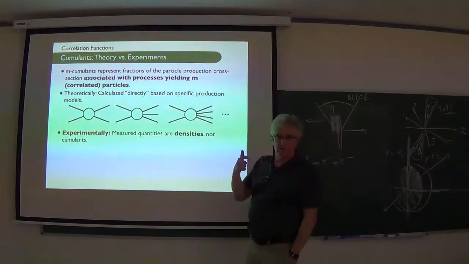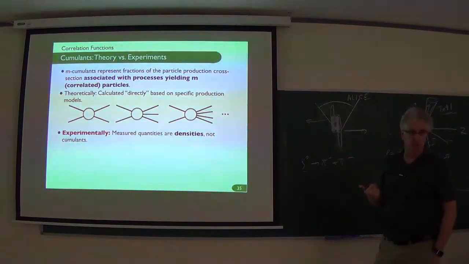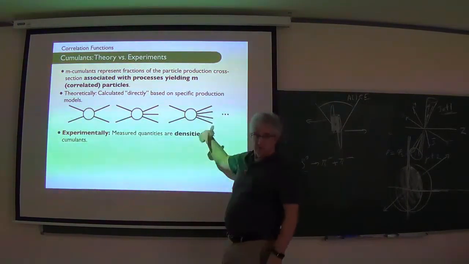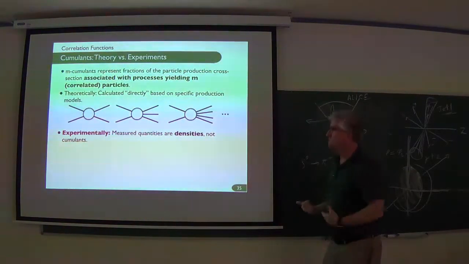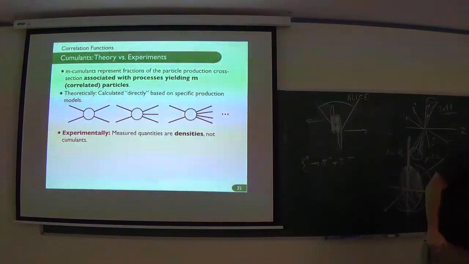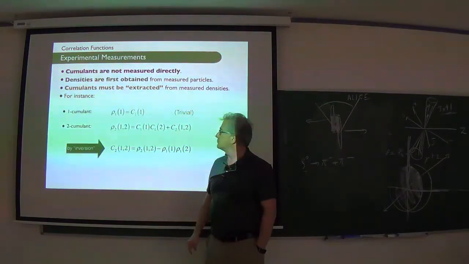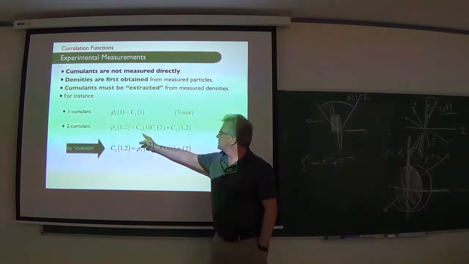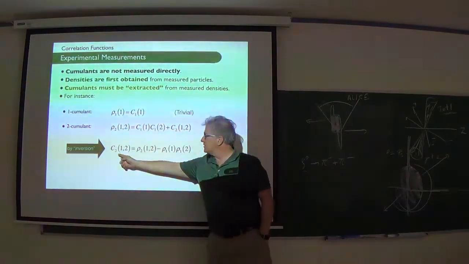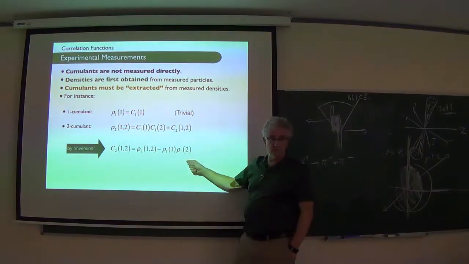So on the theory side, you are able to calculate these cumulants. On the experimental side, we measure densities. So somehow we have to connect the theoretical objects to the measured objects. So from the experimental perspective, we're going to try to extract cumulants out of the densities that we've measured. And as I already alluded to, we're going to invert the relationship that we have. So rho 2 being equal to a sum of C1, C1 plus C2, we just bring C1, C1 to the other side. And so that becomes C2 being the difference between the pair density and the product of single particle densities.